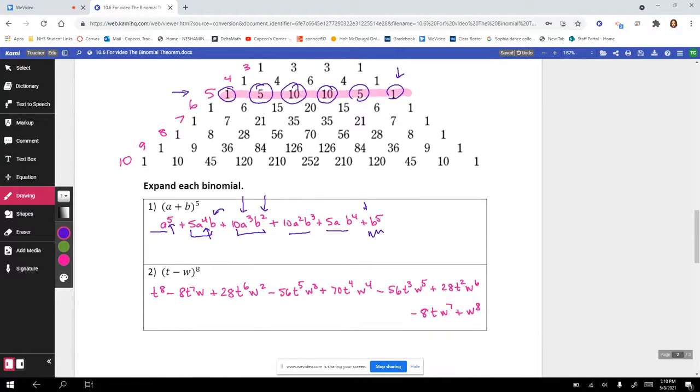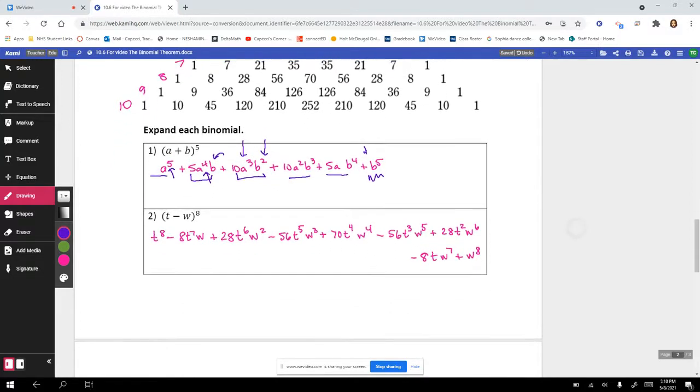Okay. All right, let's take a look at the next one. Again, this is our 8th row.